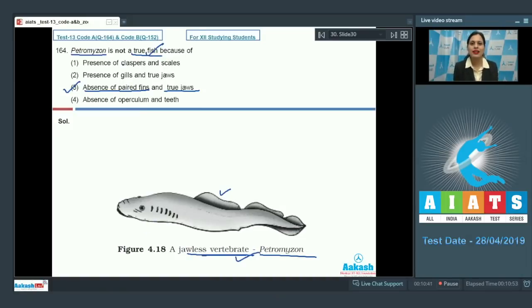Let's discuss rest of the options. The very first option given is presence of claspers and scales, and this cannot be a correct answer because claspers and scales are not the defining feature of true fish, and Petromyzon lacks claspers and scales. The next option is presence of gills and true jaws, and this cannot be a correct answer because Petromyzon lacks true jaws. It's a jawless vertebrate. The last option is absence of operculum and teeth, and this cannot be a correct answer because presence of operculum and teeth is not a defining feature of true fish. The defining feature of being a true fish is presence of paired fins and true jaws. So the correct answer to this question is option number 3. Let's discuss our next question.